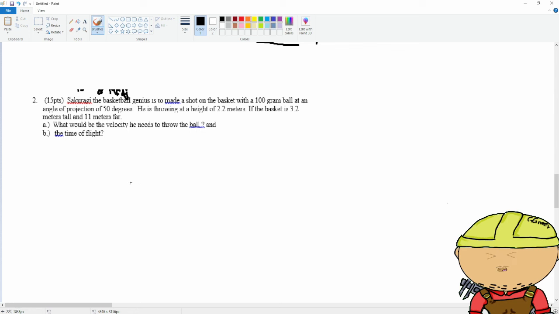Sakuragi, basketball genius, is to make a shot on the basket with a 100 gram ball at an angle of projection of 50 degrees. He is throwing at a height of 2.2 meters, probably with his arms up. Normally, are people supposed to be 2.2 meters tall? I don't know.